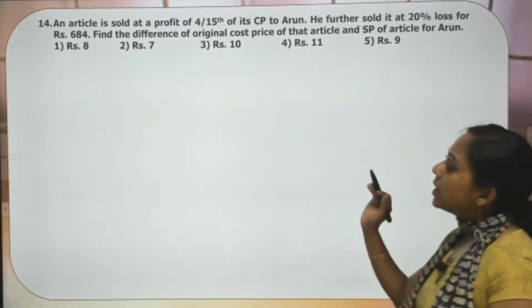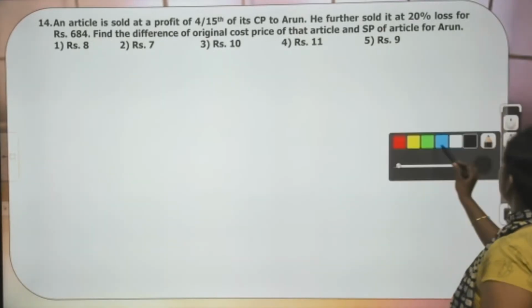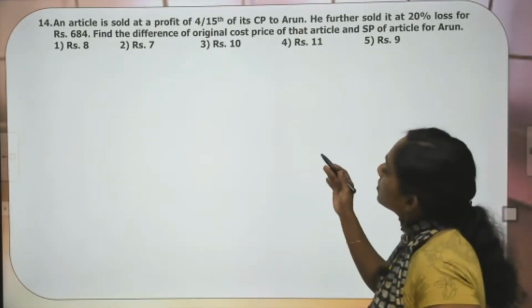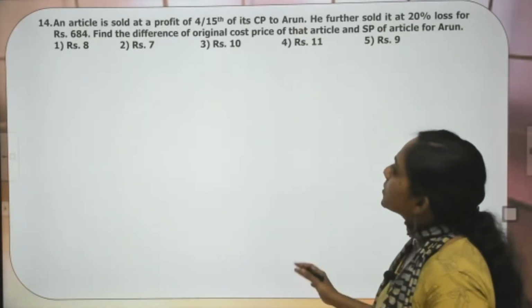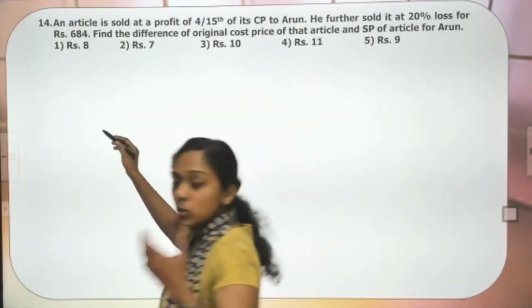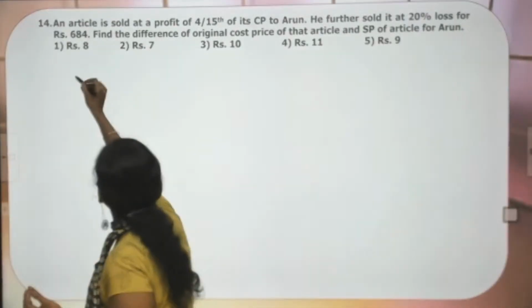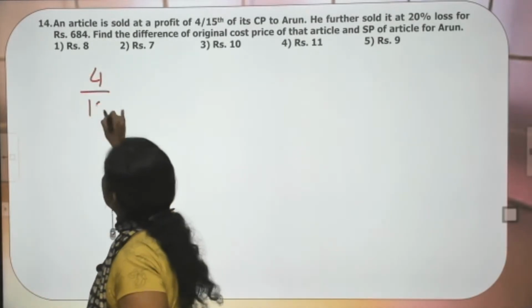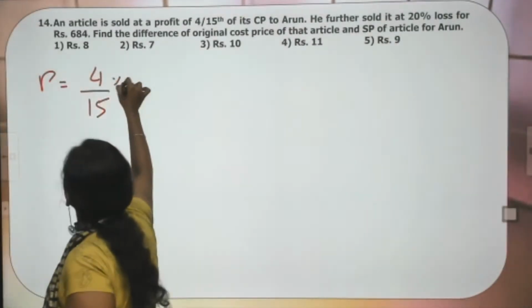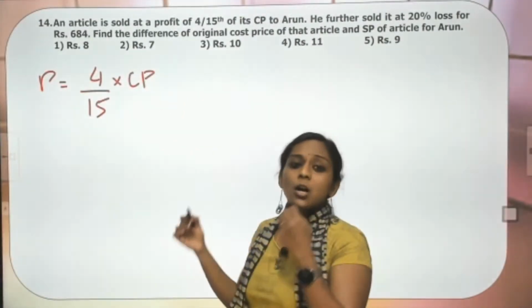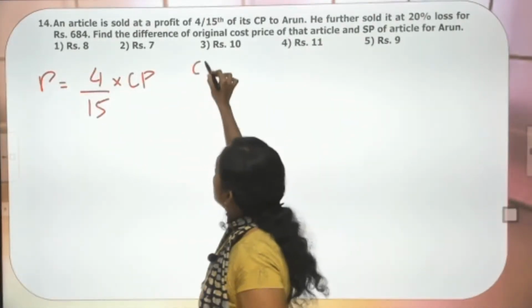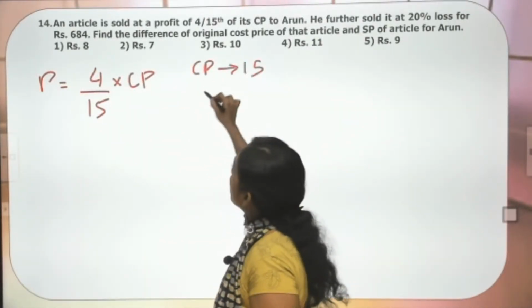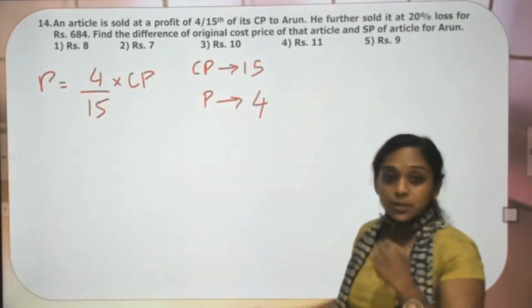Okay. So an article is sold at a profit of 4 by 15th of its cost price to Arun. So the profit is 4 by 15th of the cost price. I am taking the cost price as 15. So CP is 15 means profit is 4. So what is the selling price? That will be CP plus profit, that is 19.